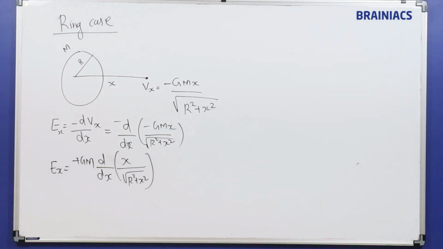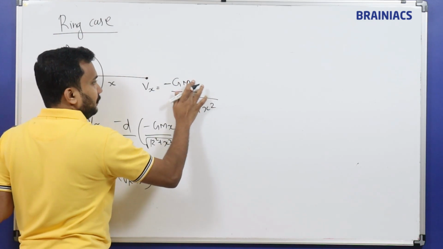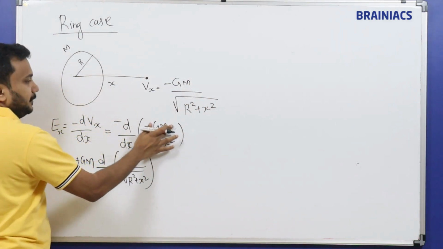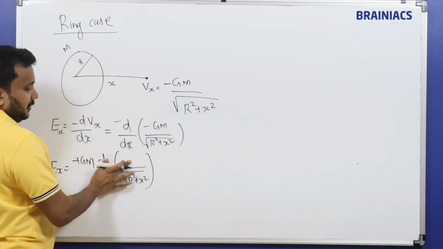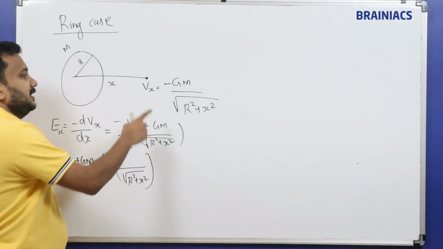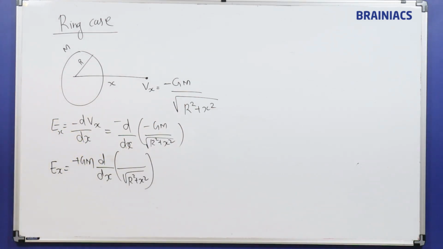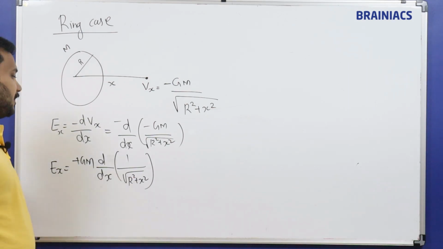So how to find out the value of these terms? There is no x over here, sorry for this. The gravitational potential is only minus GM by root of r square plus x square. So remember this term, and what we need to find out is the value of the gravitational field intensity. We need to differentiate here, not integrate. So here it is 1, GM divided by d by dx of root of r square plus x square.